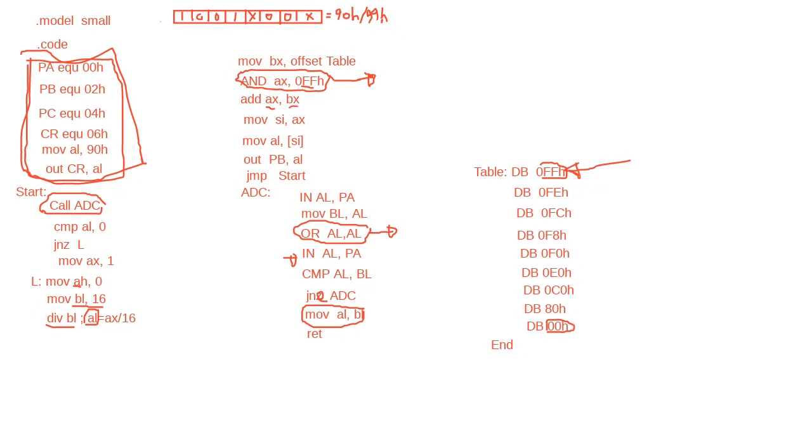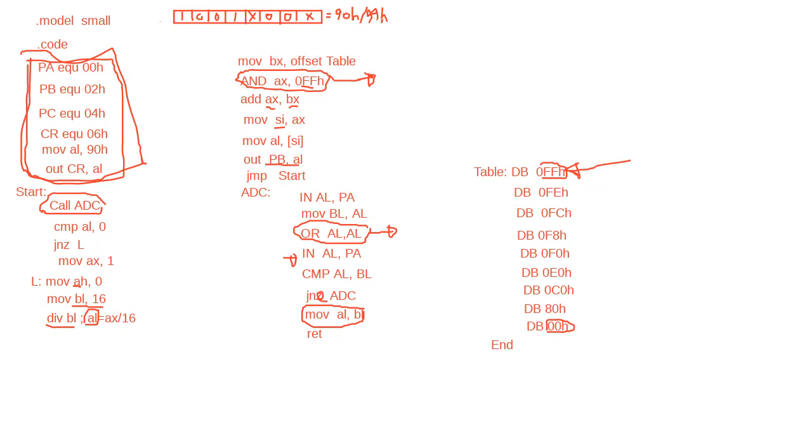we have to add them together, and this added value we send to SI, and then move AL comma square bracket SI. So then we will get the LED values. This we will send to port B, and then jump start. We'll do the process again and again.